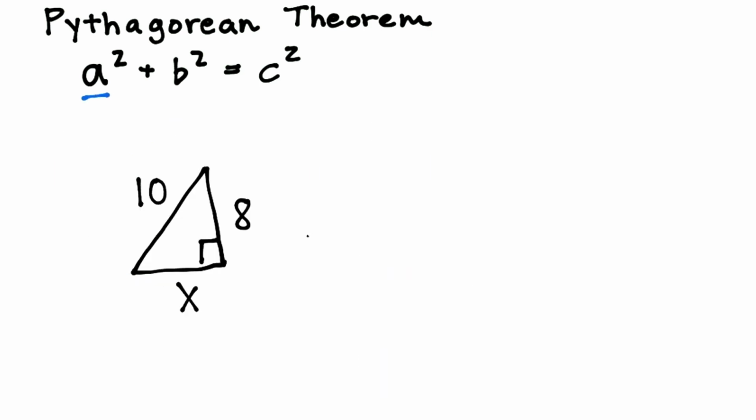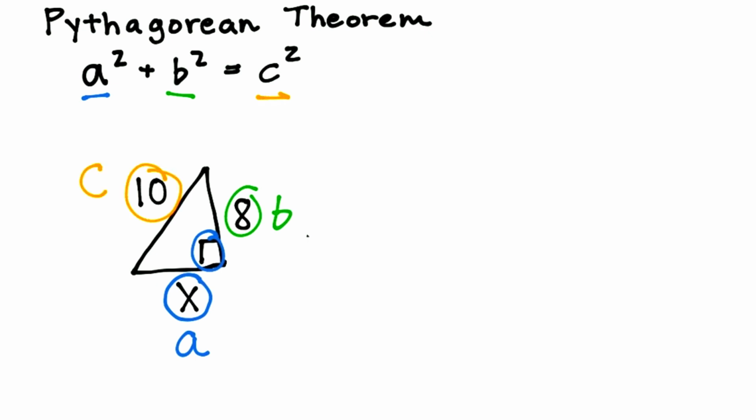So let's just do one more problem. So yet again, let's start by labeling A, B, and C. So A is going to be one of the two sides next to the right angle. So we'll label our X as A. B would be the other side. So we'll label 8 as B. And then the C is going to be the hypotenuse.